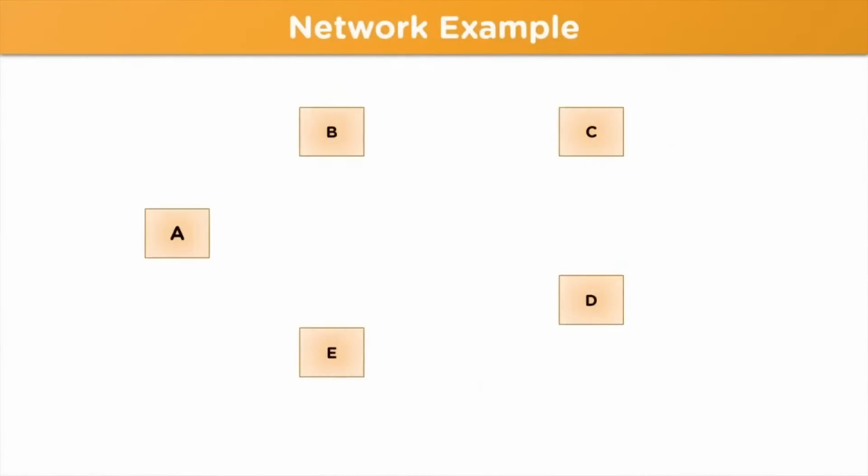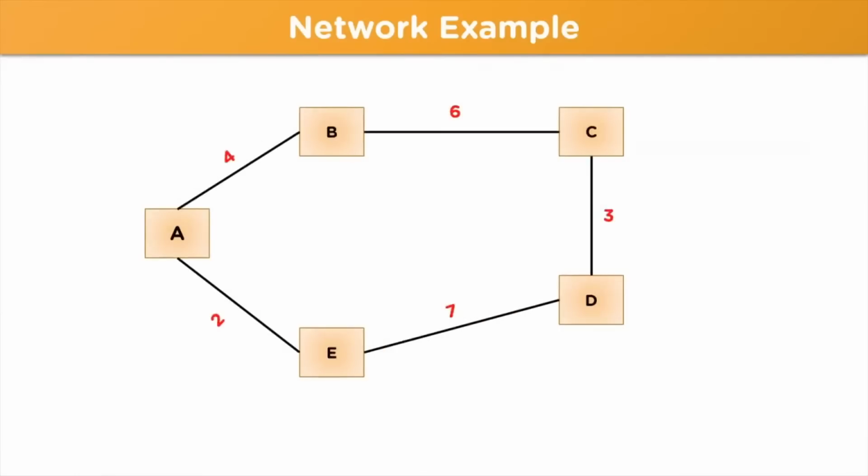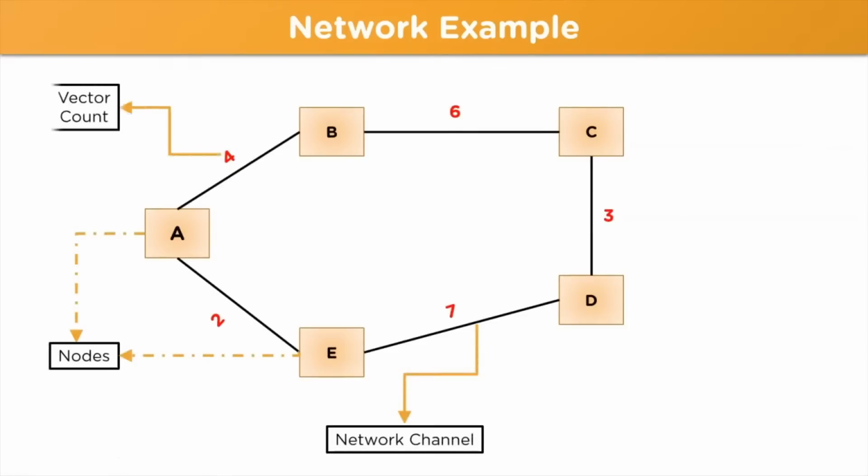Now let's design a network model with 5 different nodes, A, B, C, D and E, with each node connected to the others using different network channels. The numerical values in the network channel refer to the vector count, that is the distance from node A to node B or to some other node in the network channel.